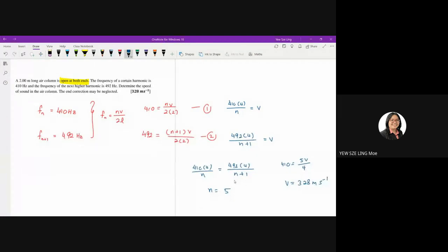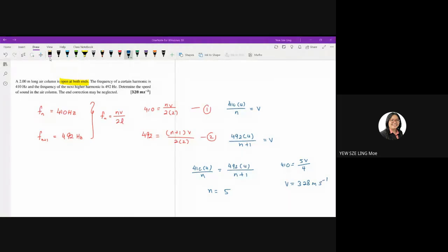So you try to calculate and see whether the value is correct or not. I just roughly calculated, so you calculate it yourself again and check whether the value is correct.